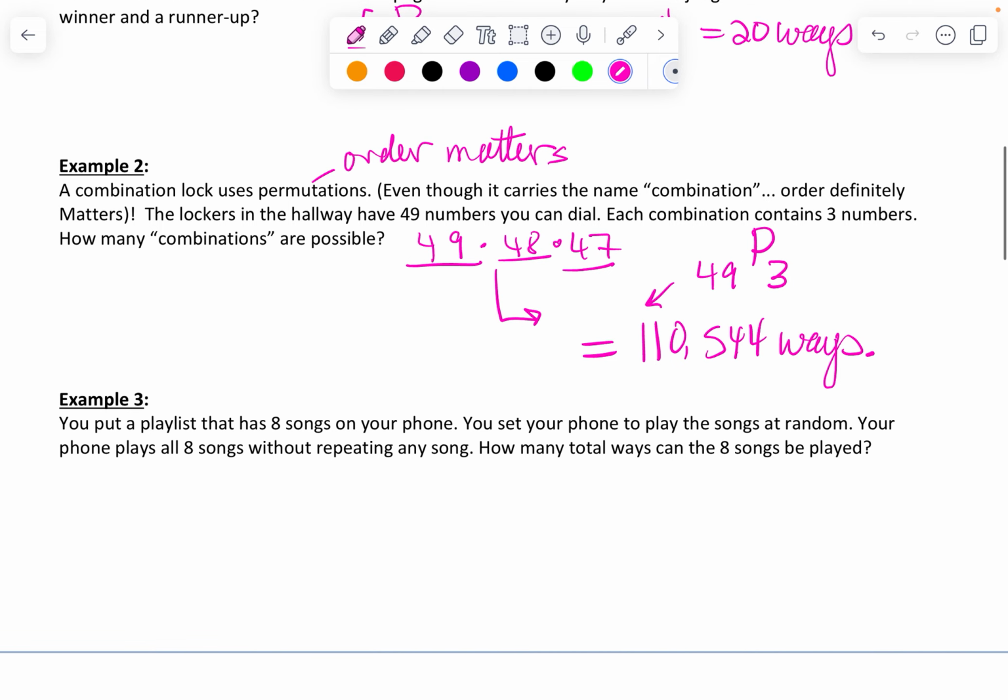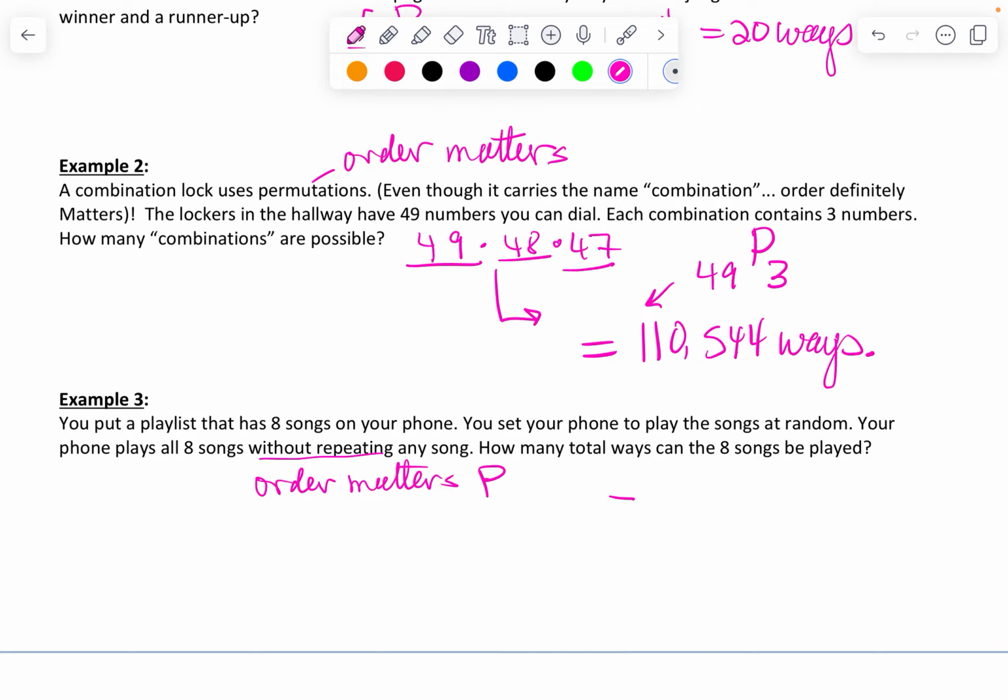All right, welcome back. You put a playlist that has 8 songs on your phone. You set your phone to play the songs at random. Your phone plays all 8 songs without repeating any song. So if they don't repeat, that means that the order mattered. When order matters, it's a permutation. How many total ways can the 8 songs be played?